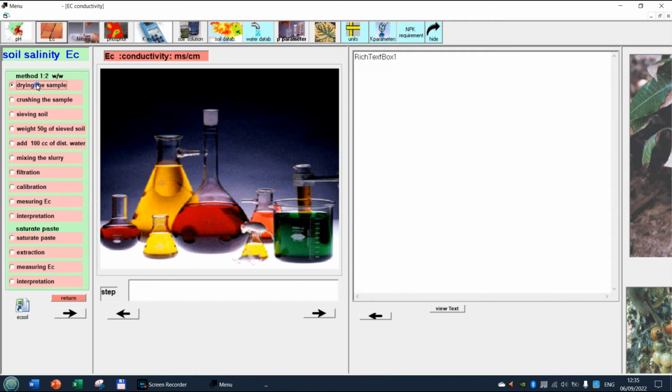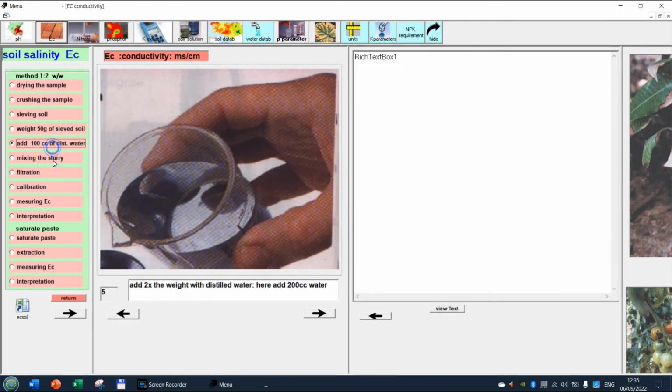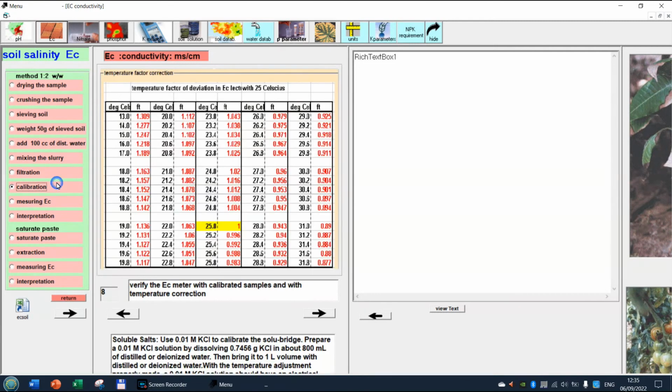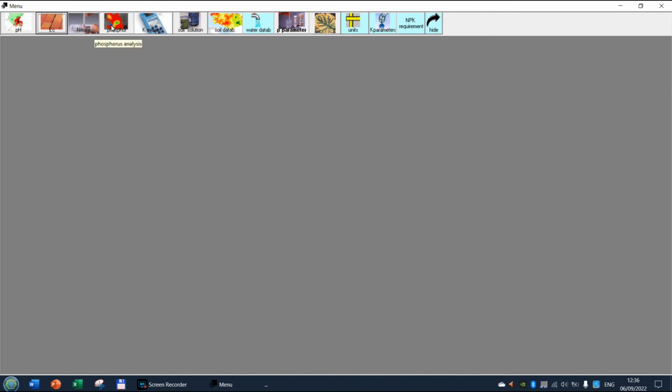Return. The same, another screen for how we measure the salinity, conductivity, different tables. We have also text that will help us, and also the possibility to store the data in a spreadsheet.